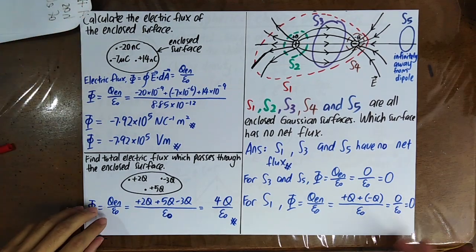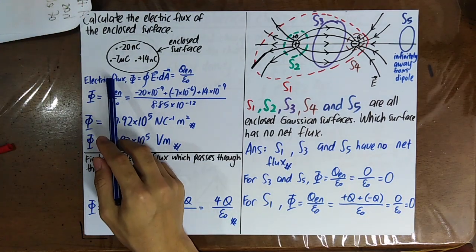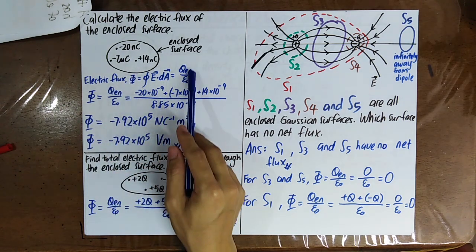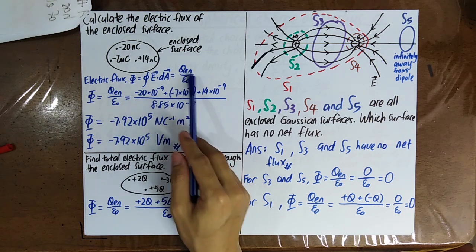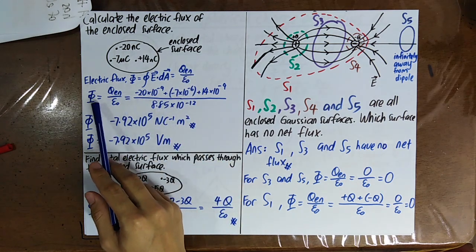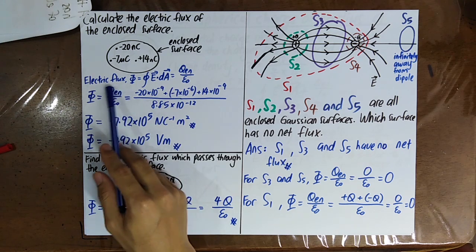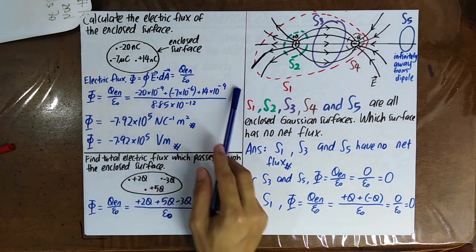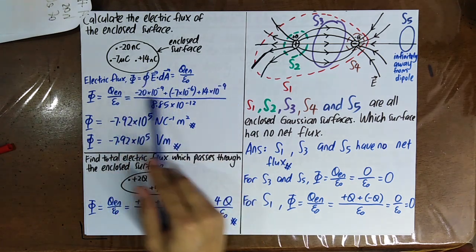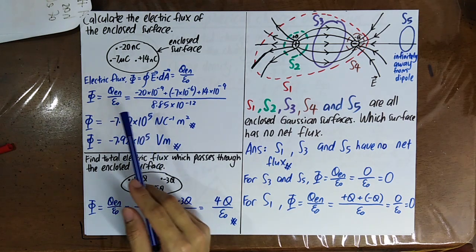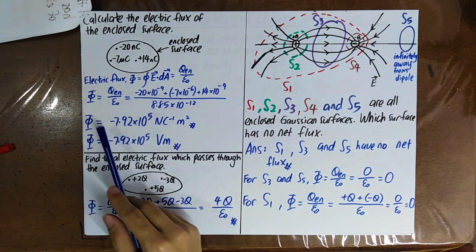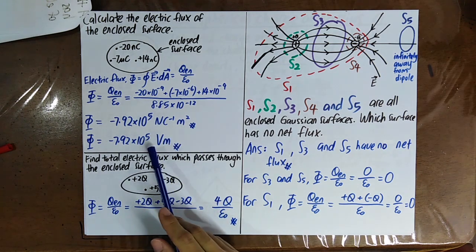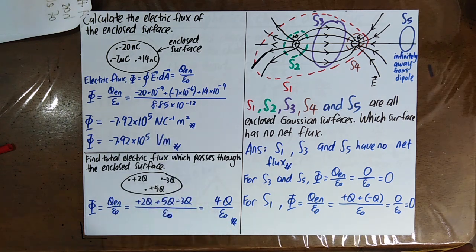Calculate the electric flux of the enclosed surface. The total electric flux is equal to this, which is equal to the total charge enclosed by the surface divided by epsilon naught. May I know what is the net charge enclosed by the surface, which is equal to this one plus this one and plus this one? That means you simply sum up all the charges, then you can know the answer. The unit for phi is newton per coulomb meter squared, which is also equal to volt meter.